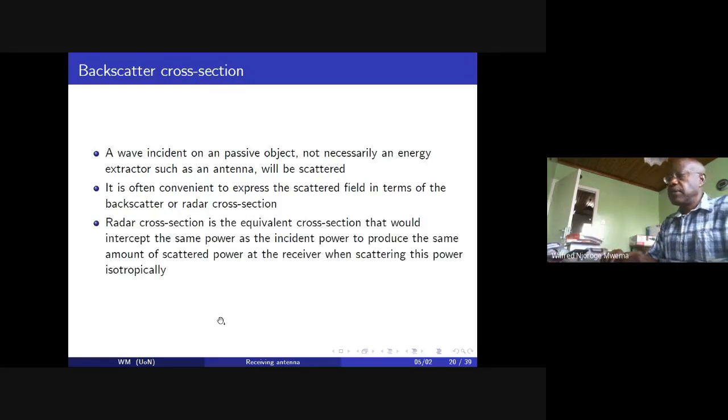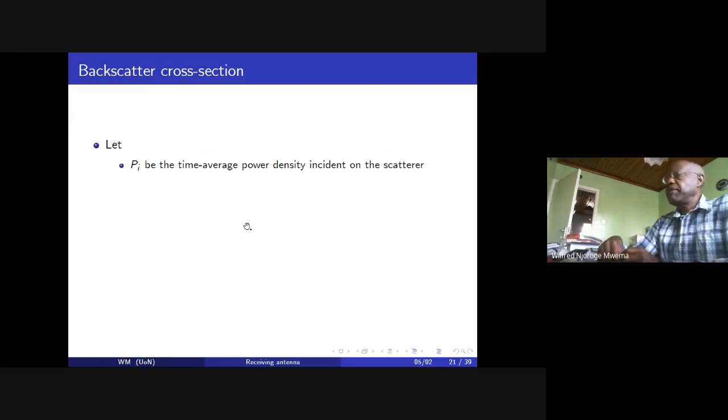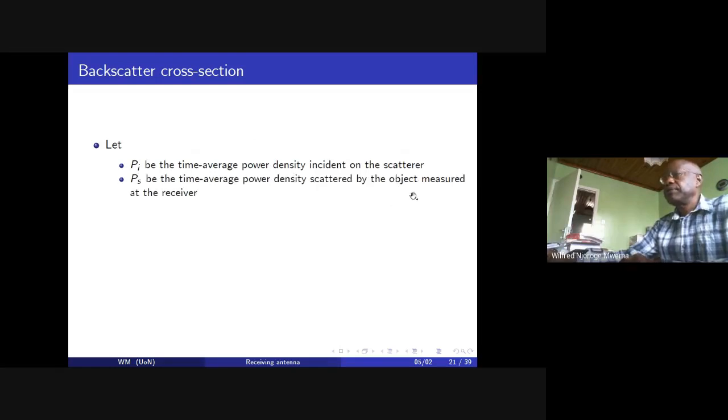So the radar cross-section is therefore equivalent to the cross-section that would intercept the same power as the incident power to produce the same amount of scattered power at the receiver when the scattered power is radiated in an isotropic manner. So we let Pi be the time average power density that is incident on the scatterer, or the object we are talking about. So PS will be the time average power density that is scattered by the object and measured at the receiver.